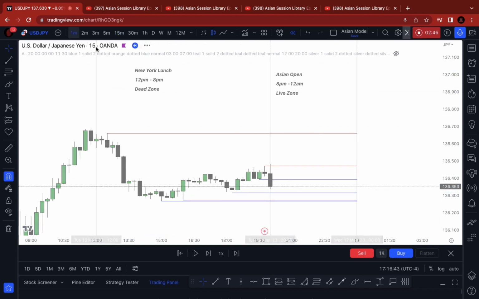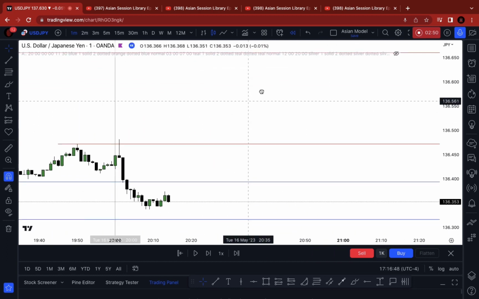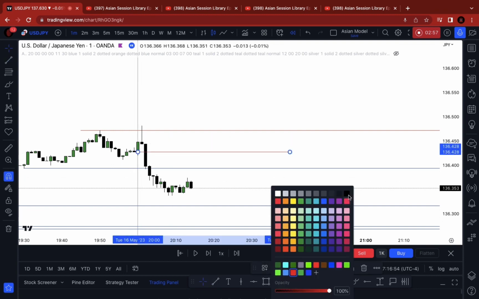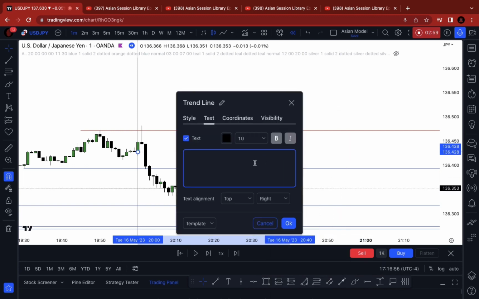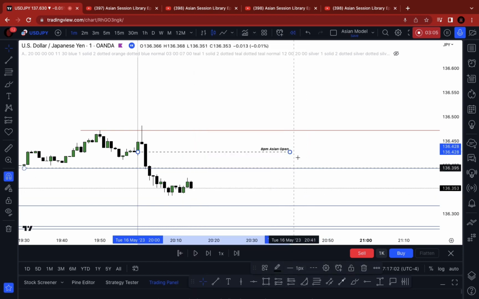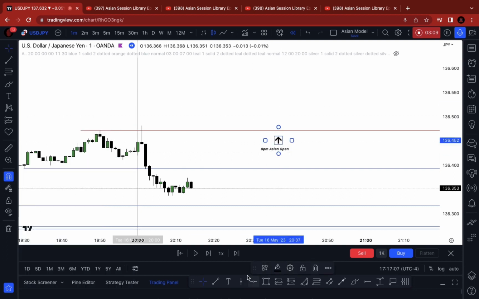Then at this point, I go down to the 1 minute time frame, and I'm going to mark off the opening price to the Asian session. This is very crucial here. Many people are overlooking this step. 8 p.m. Asian open. Now we know anything above this price point is a premium, and anything below is going to be a discount.